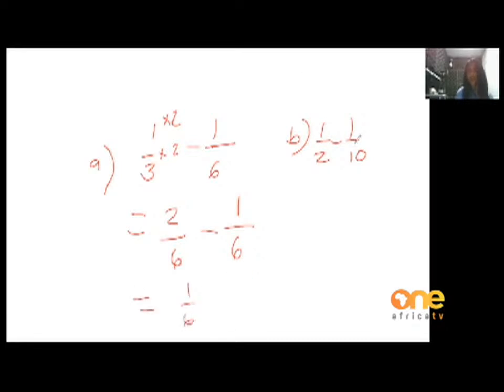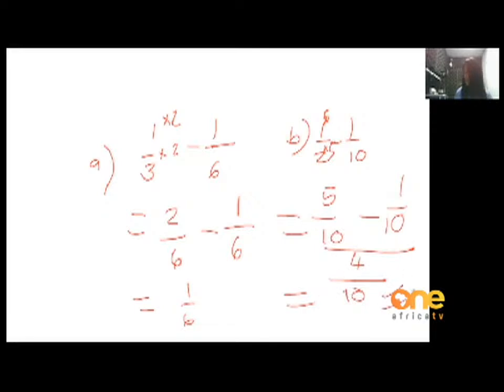Okay, let's work out the next one. So 1 over 2 minus 1 over 10. What will I do here? Okay, my denominator is 10. So I'm going to multiply by 5, multiply by 5. 1 times 5 is 5. 2 times 5 is 10, minus 1 over 10. And 5 minus 1 is 4, and our denominators are the same. So our answer will be 4 over 10.